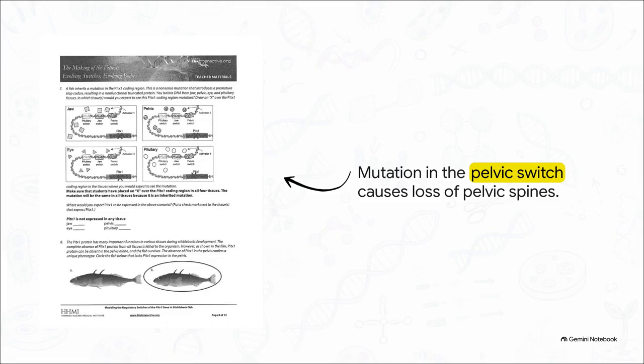But here's the amazing part. The fish survives perfectly fine. Why? Because the main coding region of the PITX1 gene is completely intact, and it still has working switches for its jaw and its pituitary gland. It's a targeted change that affects just one single part of the body.